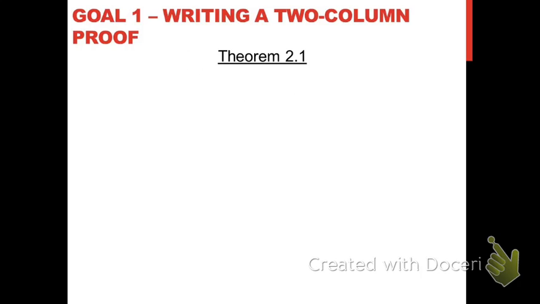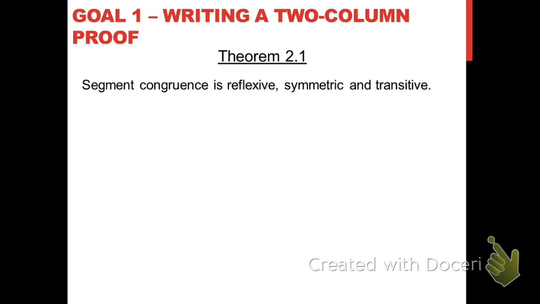Alright, so far we've worked with properties and postulates. Remember, postulates are facts that are accepted as true without being proven. Alright, a theorem you've got to prove in order to use it. And theorems can be about a lot of different things. It happens that this one is about segment congruence. And it's very related to what the properties in the previous section were that we were learning. Theorem 2.1 states this, that segment congruence is reflexive, symmetric, and transitive. Alright, reflexive, symmetric, and transitive.